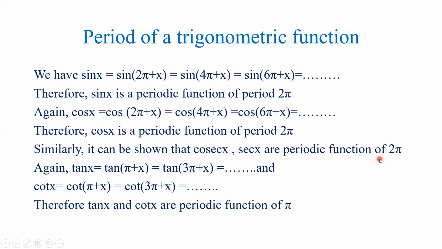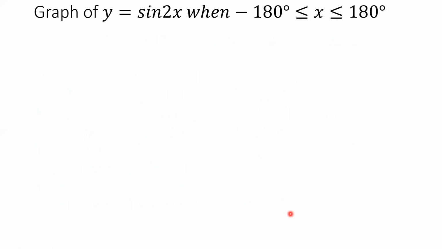That means after 360 degrees, the values of sin x, cos x, cosec x, and sec x will remain the same. And after pi, that's 180 degrees, the values of tan x and cot x will remain the same. Now, a very important part of this chapter. This is very important for the exam, also for your term exam, also for your board final, year final exam.